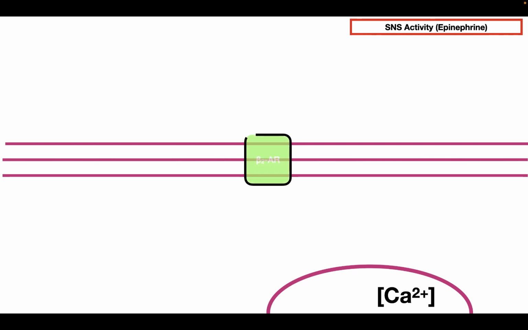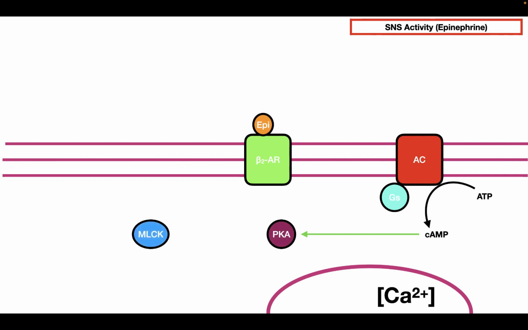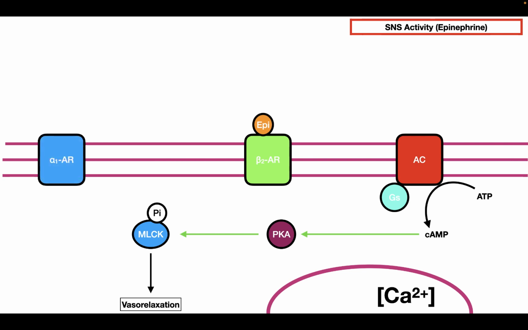So let's start off with the beta-2 adrenergic receptor. The beta-2 adrenergic receptor is a Gs-coupled protein receptor. And when epinephrine binds to it, this causes the Gs protein to be activated and interact with adenylate cyclase. Adenylate cyclase will convert ATP into cyclic AMP, and then cyclic AMP will activate PKA. PKA will then phosphorylate myosin light chain kinase, which therefore causes vasorelaxation. Now remember that epinephrine can also bind to the alpha-1 receptors. So when it binds to these receptors, it causes vasoconstriction.